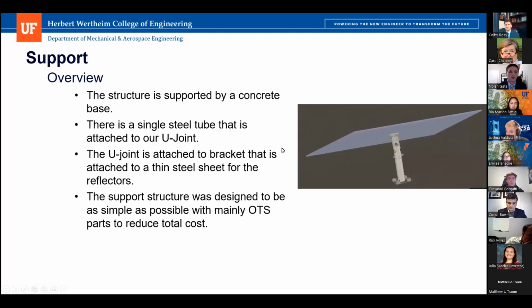So here we have the overview of it. The structure is supported in a concrete base. There's a single steel tube that is attached to our U-joint, which allows for the movement. The U-joint is then attached to a bracket, which is attached to a thin steel sheet, which our reflectors are going to be adhered to. And then the support structure was designed to be as simple as possible with mainly OTS parts to reduce our total cost.